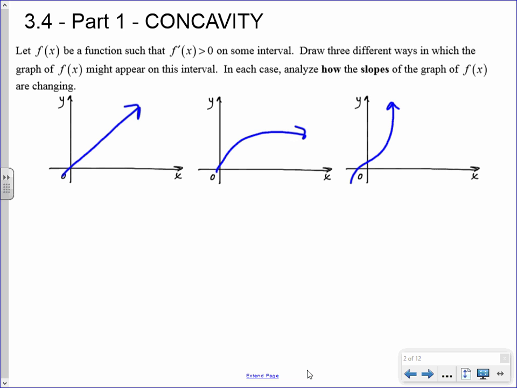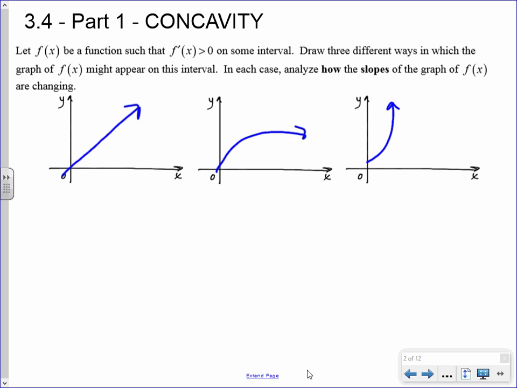Okay, here are 3 different graphs for our derivative being positive. What I want you to notice, and I'm just going to erase this portion of it, okay? These are all increasing, but they all look different. What is true about the slopes in this graph? Our slopes are constant. Very good.